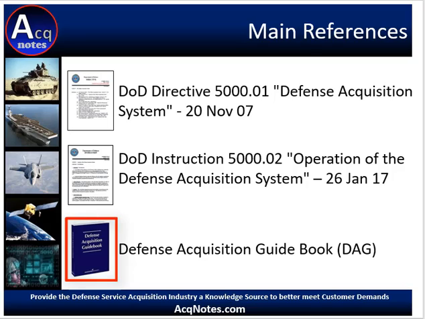The final document is the Defense Acquisition Guidebook, or called the DAG. The DAG is an 800-plus page document that details the entire acquisition process from start to finish. It goes through each of the main activities in detail that we discussed earlier. This should be the main reference document for any program manager. All these documents can be found in the reference section of acnotes.com.